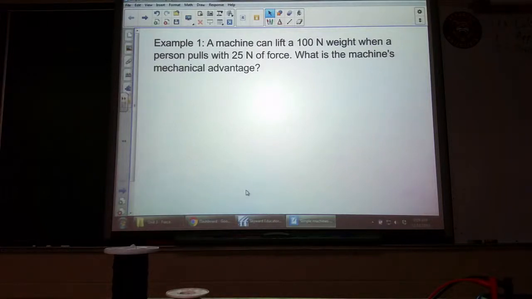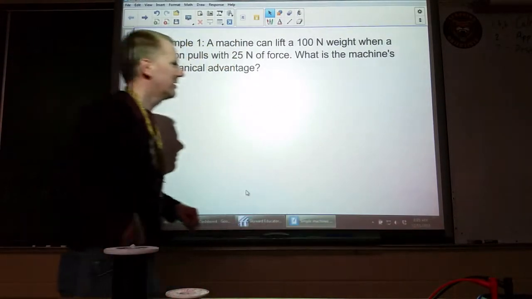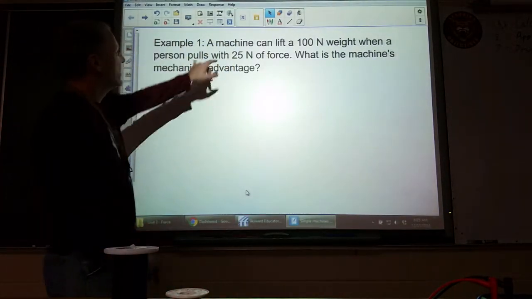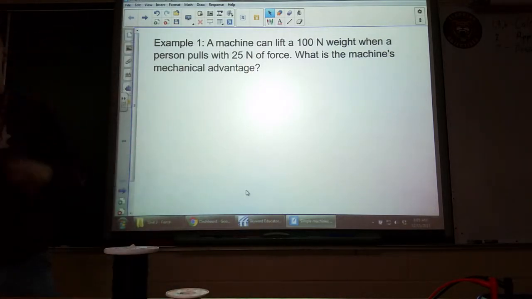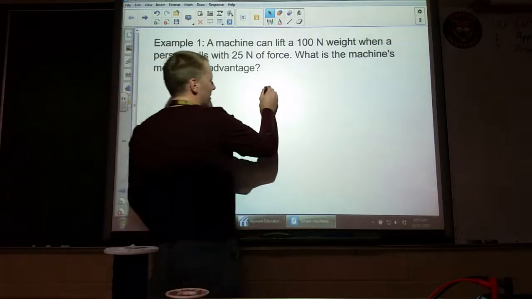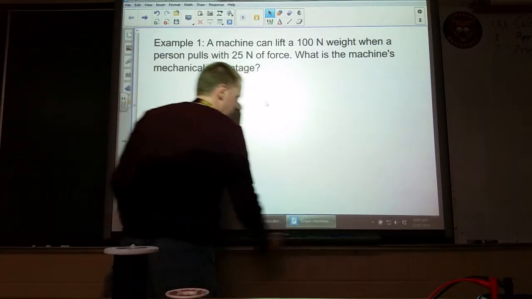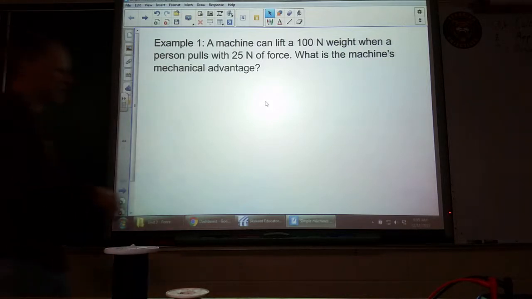Our first example here is just any old machine. It's non-specific, because when we say a machine, we know that it's not specifically a lever or wheel and axle or anything like that. So we are limited to just our normal, run-of-the-mill mechanical advantage equation that uses force.